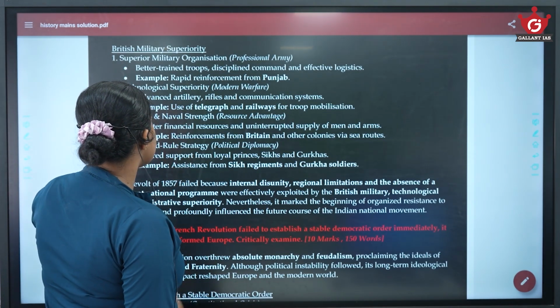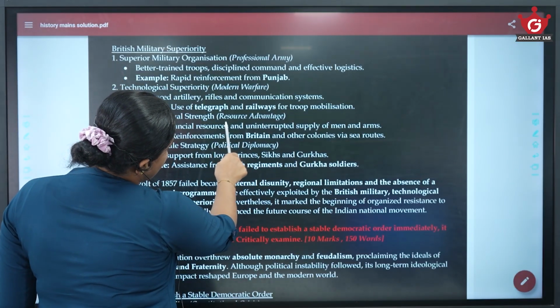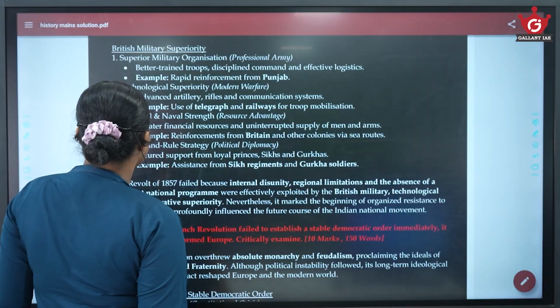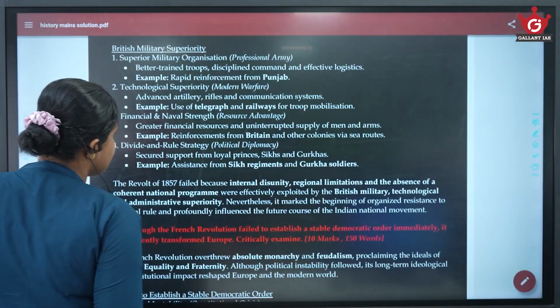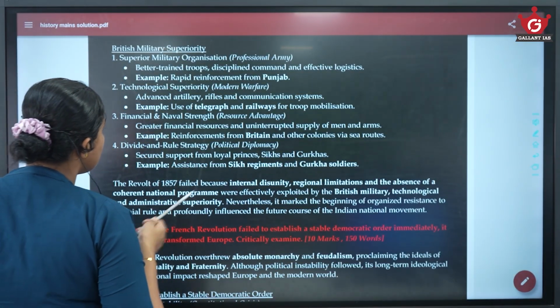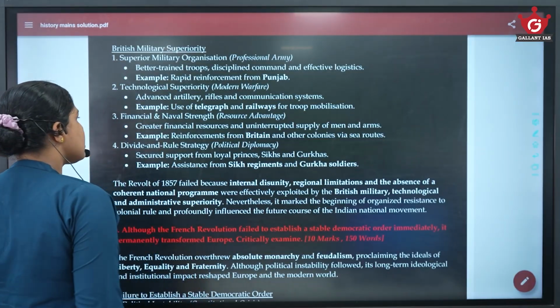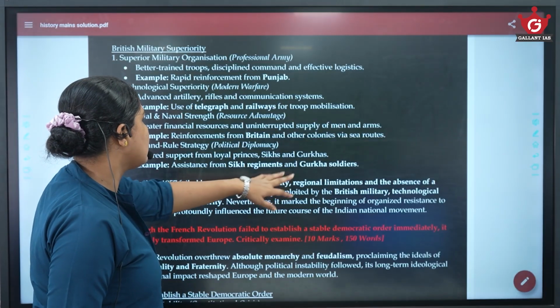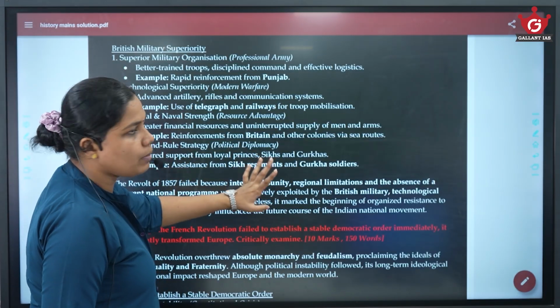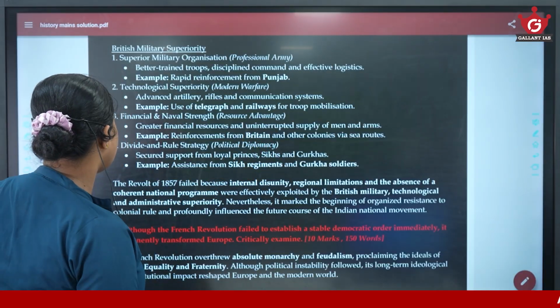Then financial and naval strength. They always had this resource advantage. Greater financial resources, the reinforcements from Britain and other colonies via sea routes, they always had that financial strength. Then divide and rule strategy, that is a political diplomacy. Secured support from loyal princes, Sikhs and Gurkhas. Assistance from Sikh regiments, they got it.